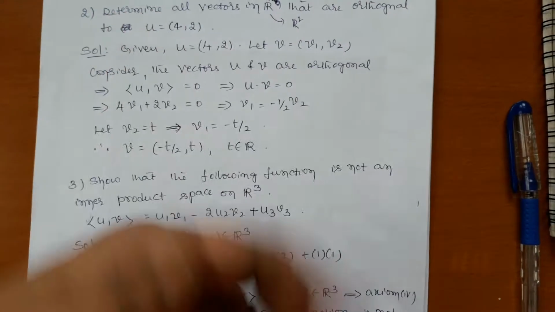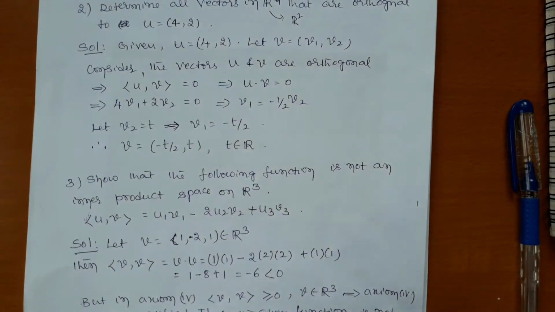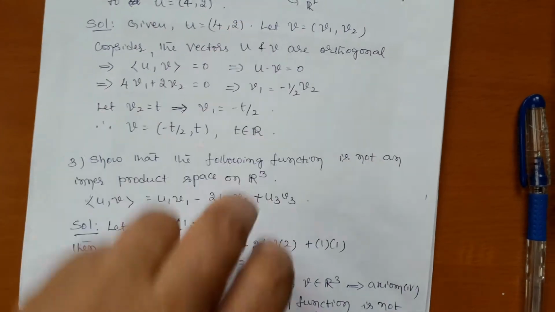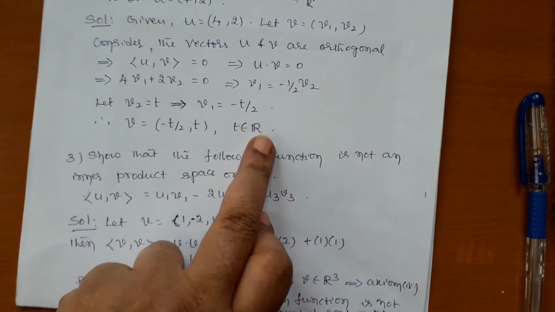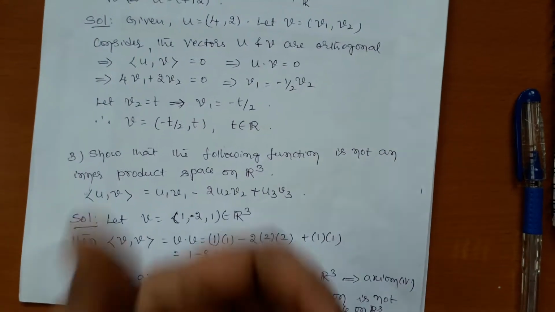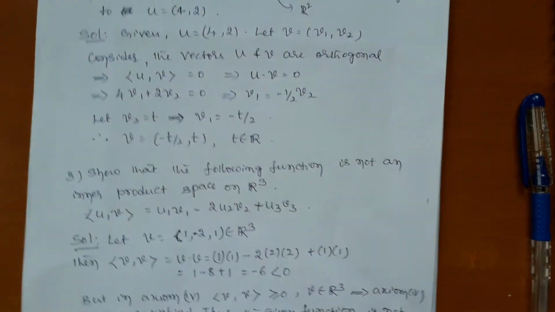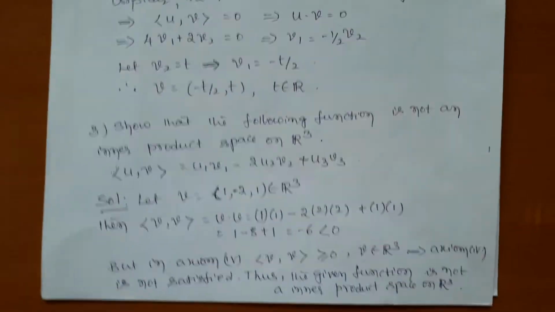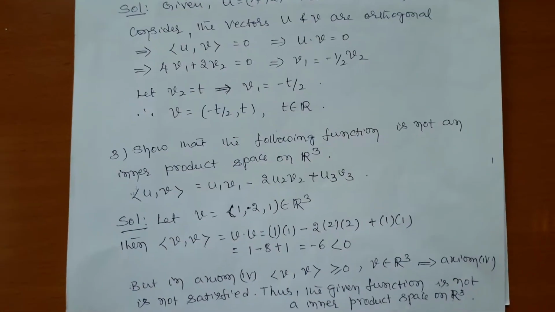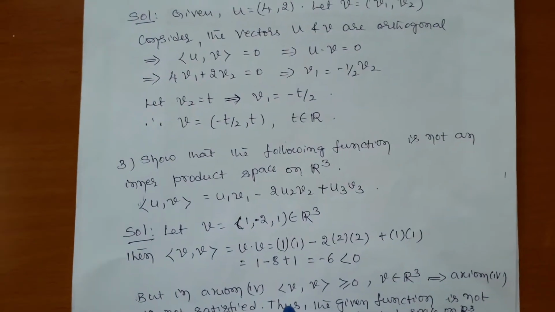That's why they are asking to determine all the vectors that are orthogonal to U is equal to 4 comma 2 in R square, where T is a set of real numbers. This is a way to find another vector that is orthogonal to the given vector. That is also not given in any question paper. Suppose they are going to ask how to do it. Therefore, even though it's simple, I consider all different types of problems here.